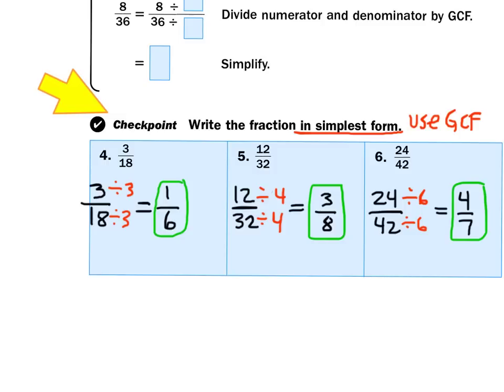Take a look at number 5, 12 and 32. So the greatest common factor of 12 and 32 is 4, so that's what I used to simplify. So 12 divided by 4 gave me 3 in the numerator, 32 divided by 4 gave me 8 in the denominator. And then take a look at number 6, 24 and 42. So the greatest common factor of both of those numbers is 6, so I divided the numerator and denominator by 6, and that gave me 4 over 7.